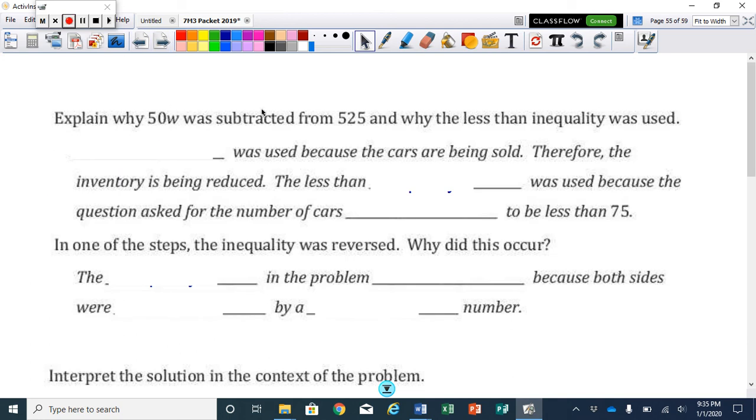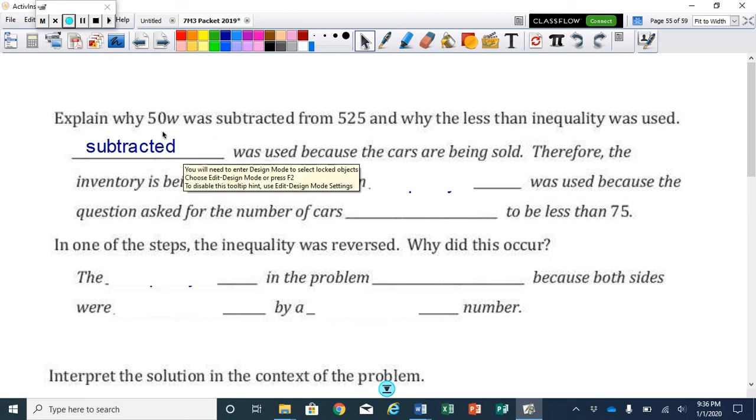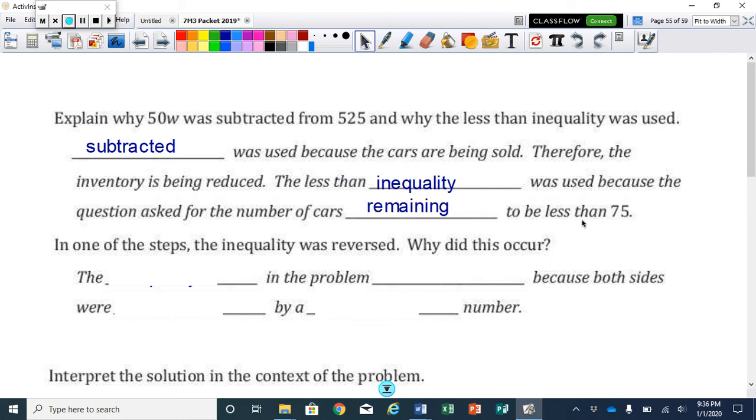Explain why 50W was subtracted from 525 and why the less than inequality is used. 50W was subtracted. Subtraction was used because the cars are being sold. Therefore, the inventory was being reduced. The less than inequality was used because the question asked for the number of cars remaining to be less than 75. They didn't say 75 and equal to.